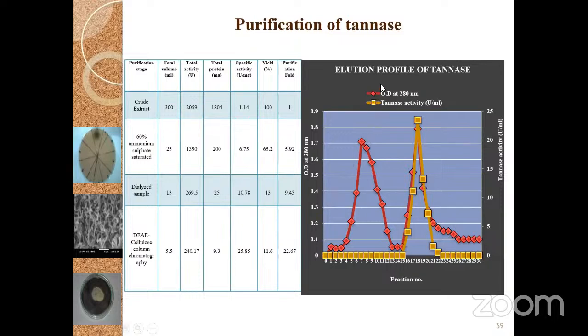So this is the elution profile of the tannase. Here we got two different peaks. There is the presence of proteins in both, but at the second peak there is the activity of the enzyme we got.